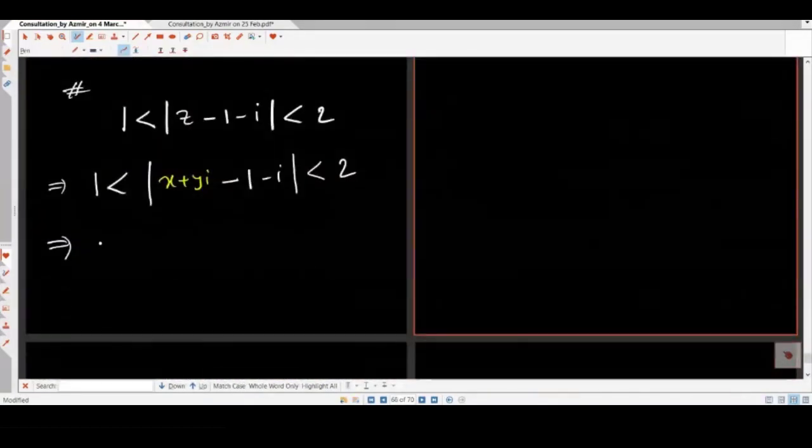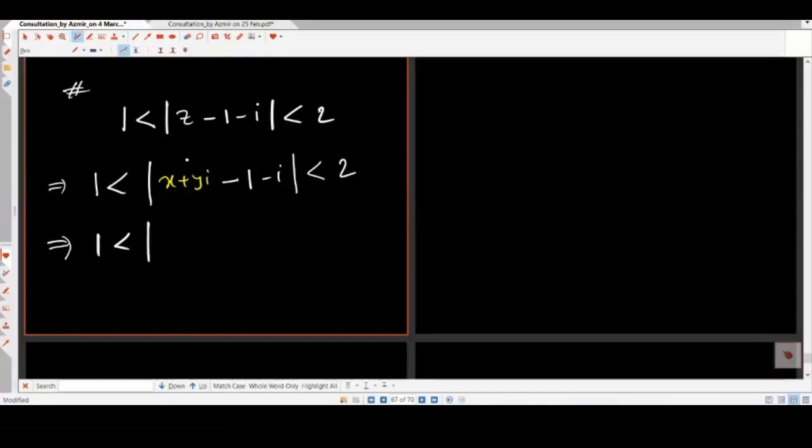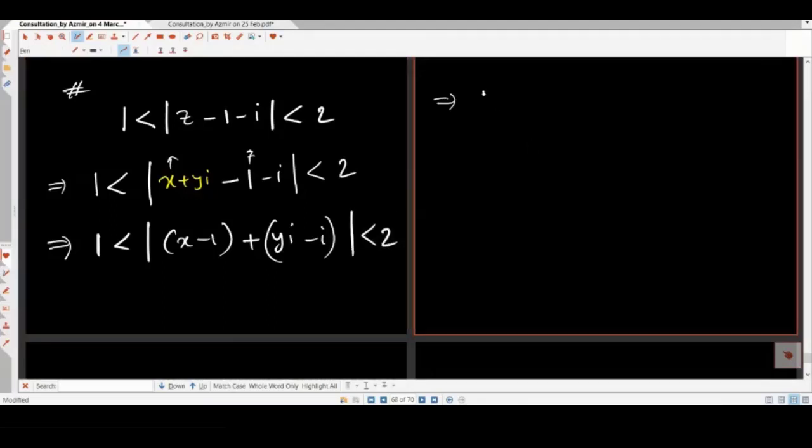So let us do the calculations quickly. Let's group the real part and imaginary part. These are the real parts. So (x − 1) is grouped, plus (y − 1)i, modulus less than 2. Now 1 less than the real part (x − 1), plus i factored out, (y − 1), less than 2.